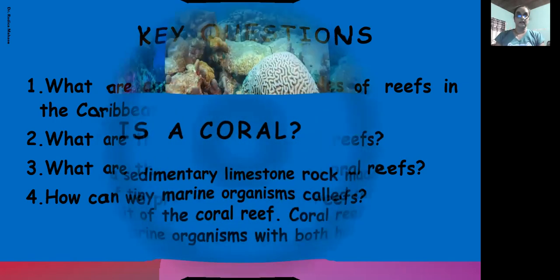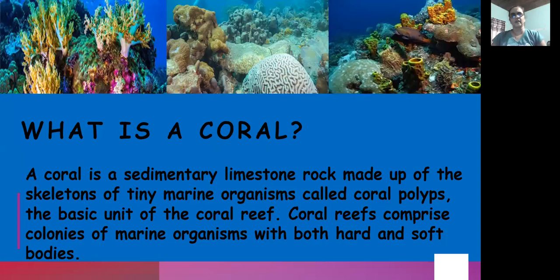So let's start. What is a coral? A coral is a sedimentary limestone rock made up of the skeletons of tiny marine organisms called coral polyps, which is basically the basic unit of the coral reef. Coral reefs comprise colonies of marine organisms with both hard and soft bodies.